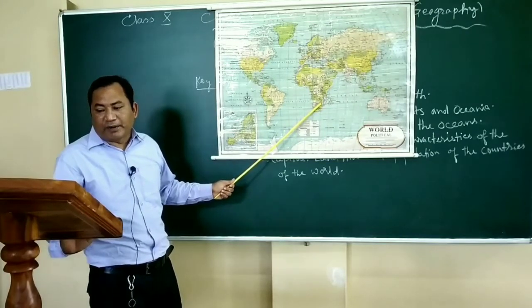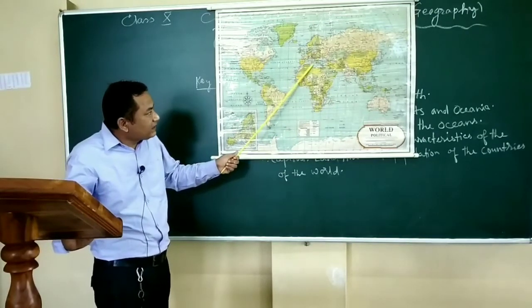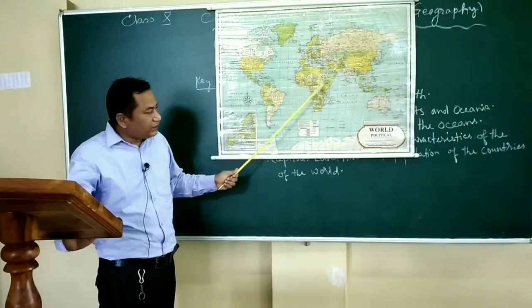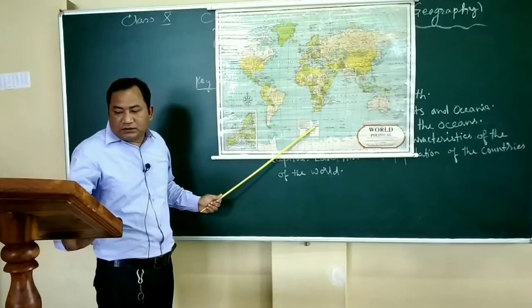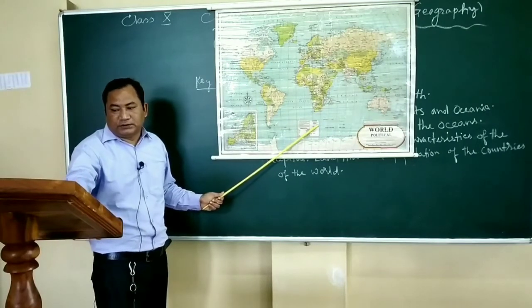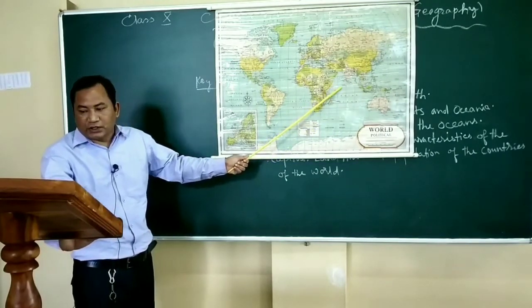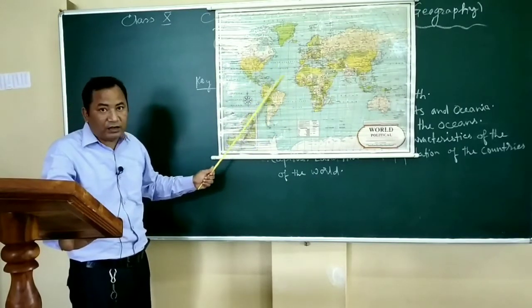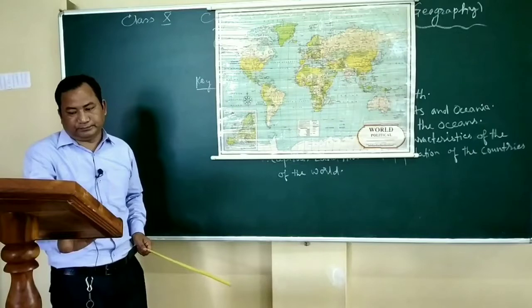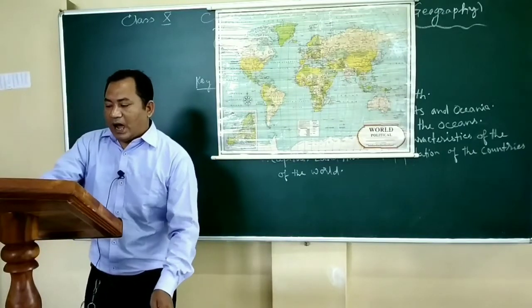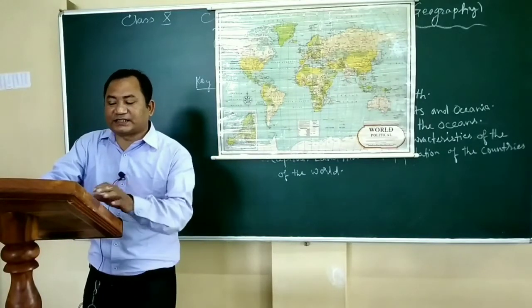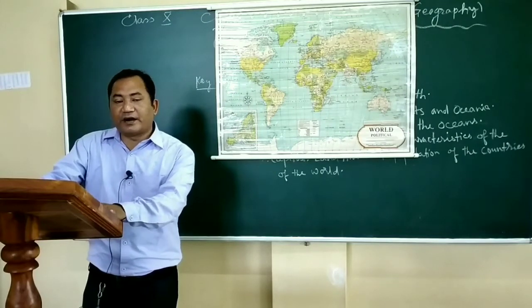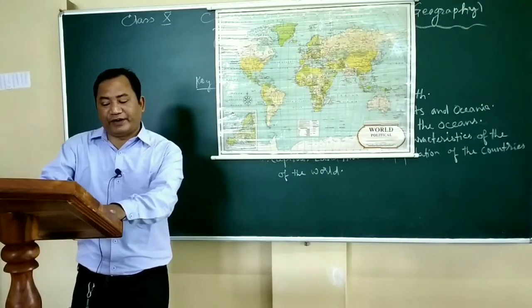It is surrounded by the Mediterranean Sea on the north, the Southern Ocean on the south, the Indian Ocean on the east, and the Atlantic Ocean on the west. Algeria is the largest country of this continent. There are 52 countries in Africa.